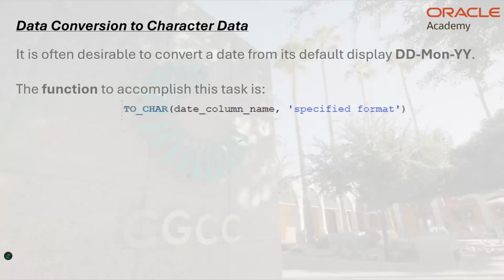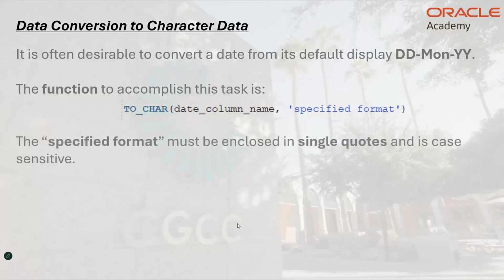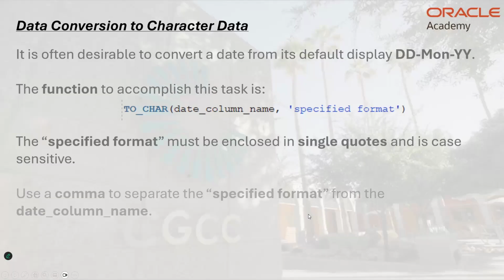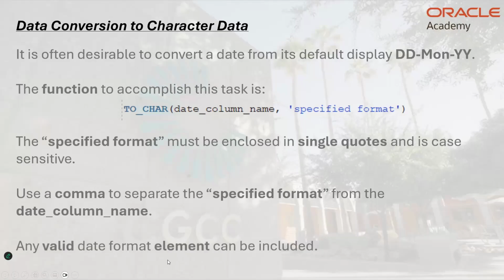We're just converting it to char, and then we're going to manipulate the date by using some control characters. Basically you can format the date whichever way you like. There's so many different options, and the specified format must be enclosed in single quotes, as the syntax indicates here, and it is case sensitive, and you'll see in a minute what is meant by that. And you have to have a comma to separate the specified format from the date. And any valid date format element can be included.